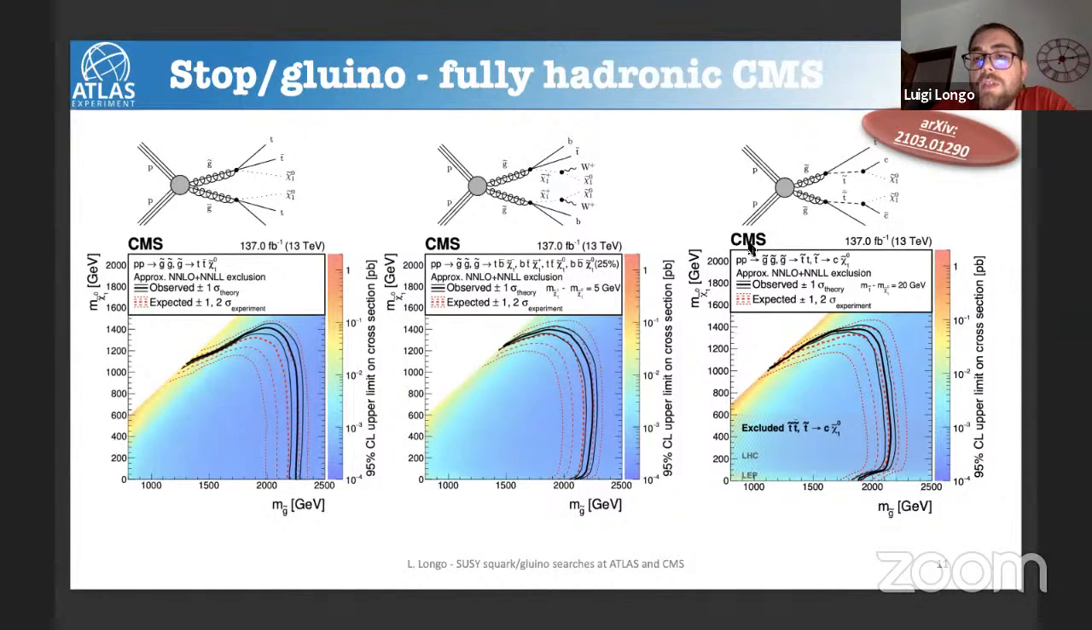In particular, I want to focus on the third case. You can see that with respect to the direct search, where we have the stop decaying in charm and neutralino, this analysis was able to extend the area of exclusion thanks to this new way of considering a stop decaying in charm and neutralino, where the stop is coming from the gluino.